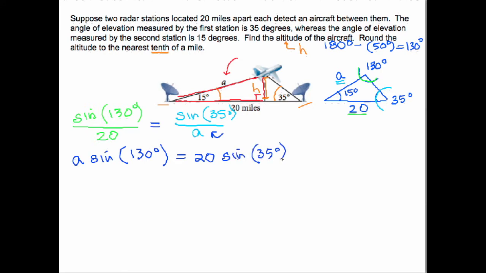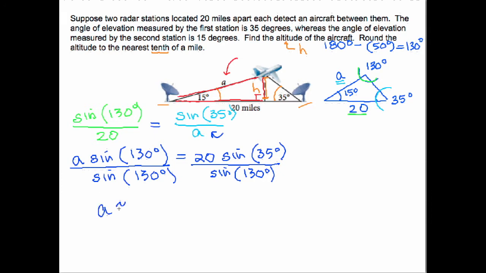And I want to wait to round until the very last step, so I'll divide both sides of the equation by the sine of 130 degrees. To find the length of side A and round it to the nearest, again, hundredth of a mile, so that I can go one decimal point past what I actually need to round my answer to, I'll take 20 times the sine of 35 degrees and divide by the sine of 130 degrees. So A is approximately 14.98.